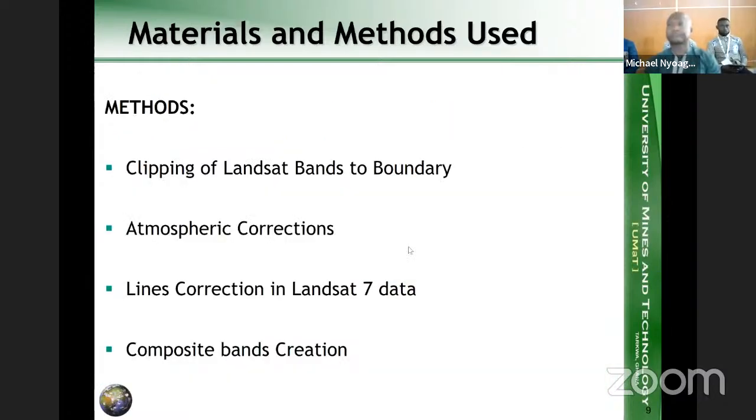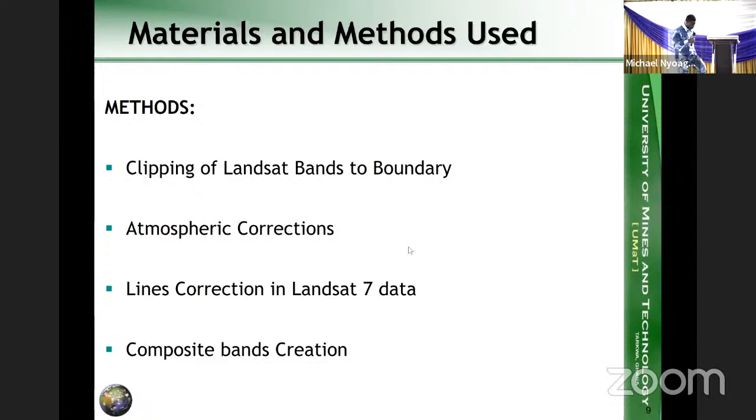Yes, still materials and methods. In our methods, we had to clip our Landsat data, or our satellite images, to a particular boundary in order to constrain our research to the Upper Shama area. We carried out atmospheric corrections to our satellite data, and we also carried out line corrections in the Landsat 7 data. And then we had a composite band creation within the methods.